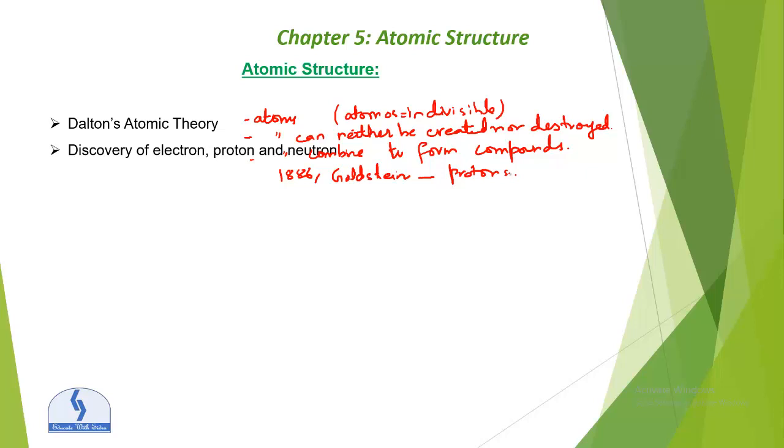In 1897, J.J. Thomson found in an atom a negatively charged particle named electron. In 1897, J.J. Thomson discovered what? Electrons, yes.